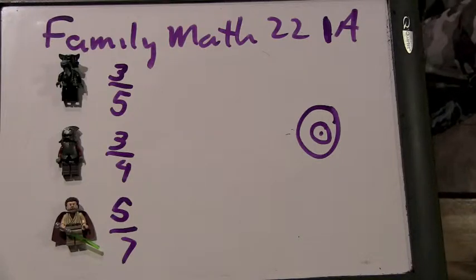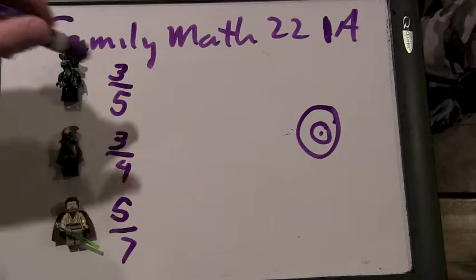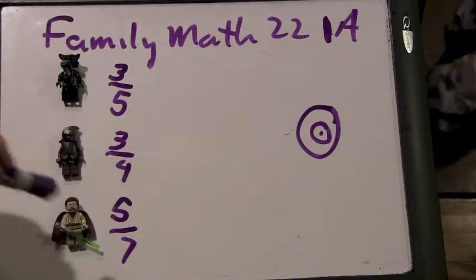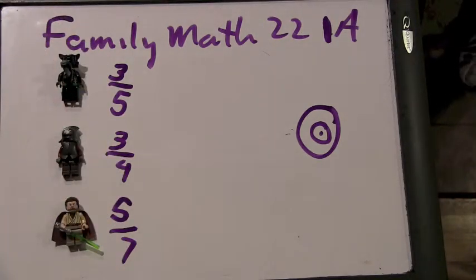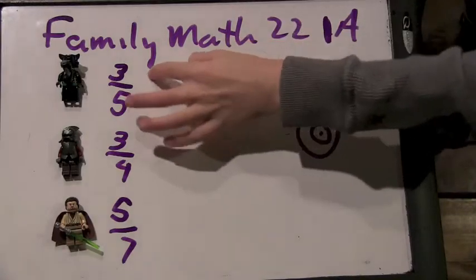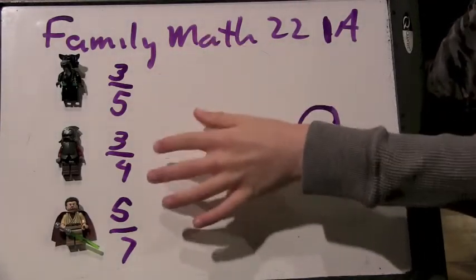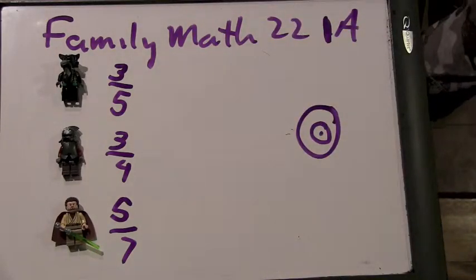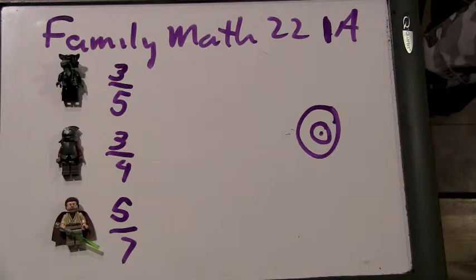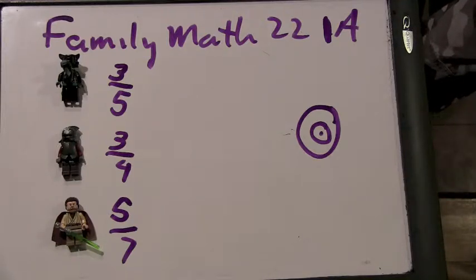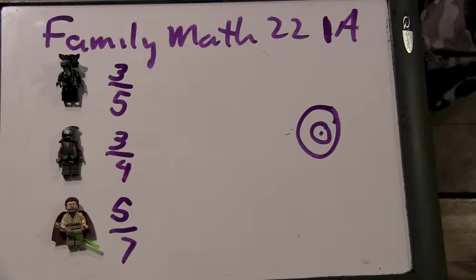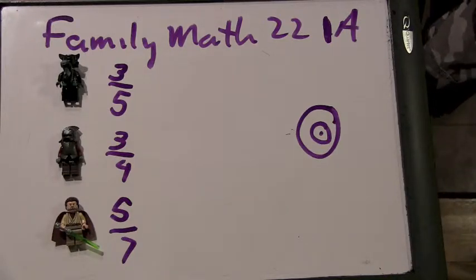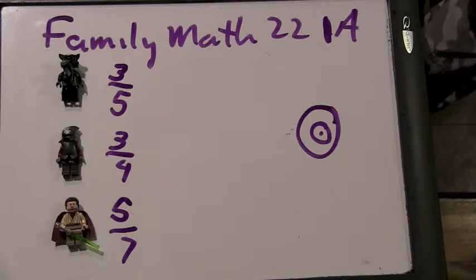So do you understand the question? Yeah. So they're all firing at this target. This person always hits it 3 out of 5 times, 3 out of 4 times, 5 out of 7 times. They all fire once. What's the probability that at least one hits the target? Well, interesting. We could add up the total probability and then divide by 3. That would be the average probability of somebody hitting the target. But we need the probability of at least one person hitting the target.